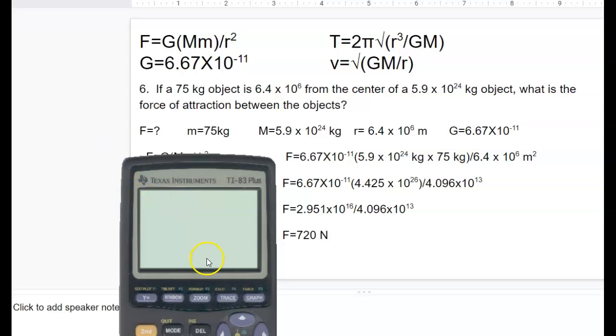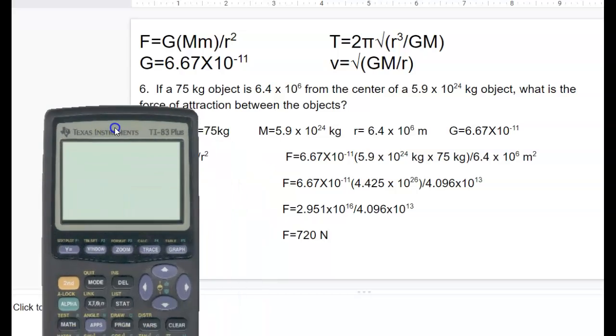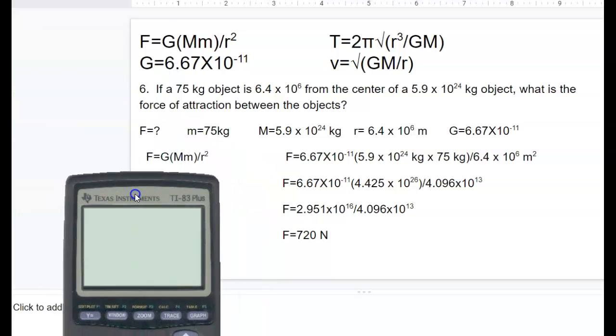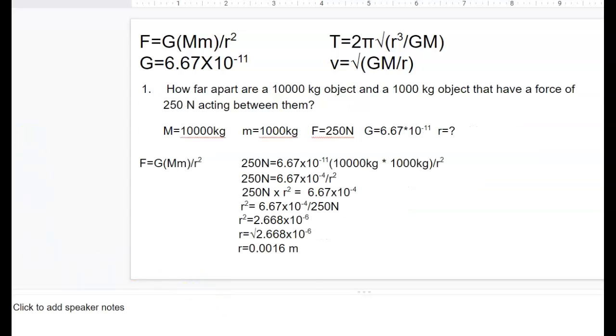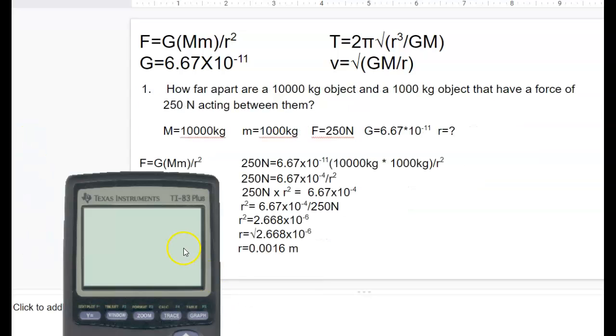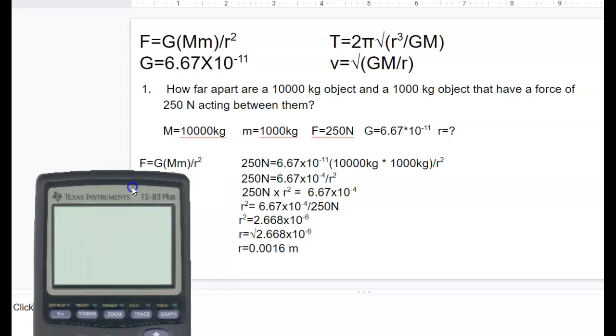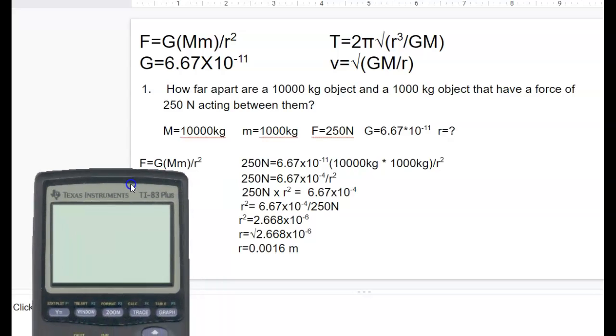Hey guys, so a bunch of you asked for me to do a video on how to solve these math problems. So that's what I'm going to do in this video. We're going to start off with the first problem that we did in class. And notice I've got a calculator floating around here. I'm going to show you how to do the math on it as well, so you're getting the right numbers on your calculator.